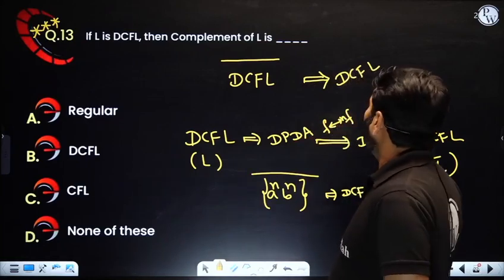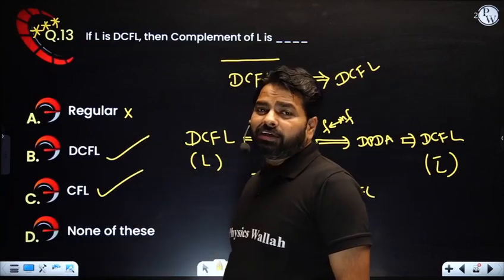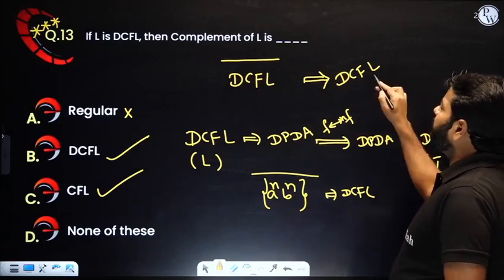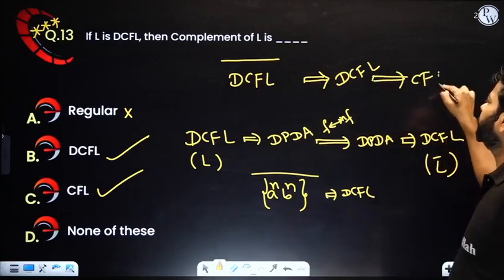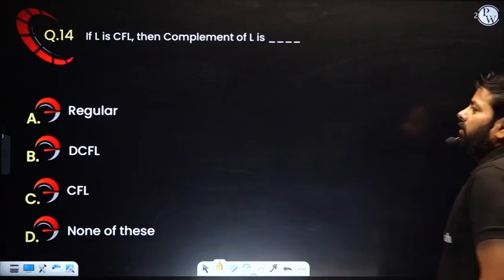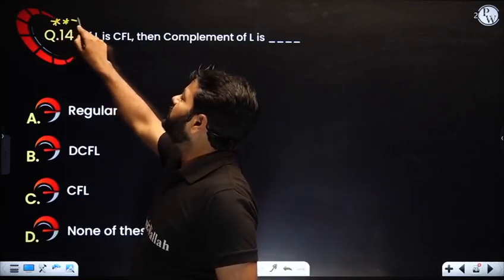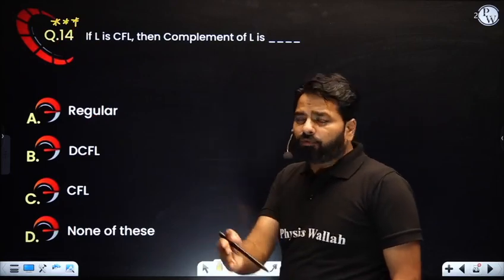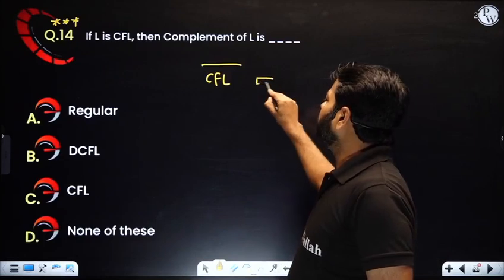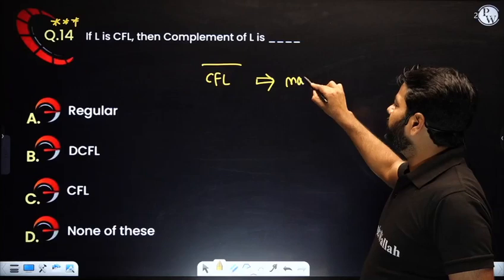Okay, so now the DCFL complement is DCFL, but every DCFL is what? CFL. Can I say DCFL complement is a CFL? Yes, every DCFL is what? CFL. You can say that. Okay, next. CFL complement. DCFL complement is DCFL because you have a proof, but complement of CFL, actually you may or may not get a CFL. So may or may not be CFL.